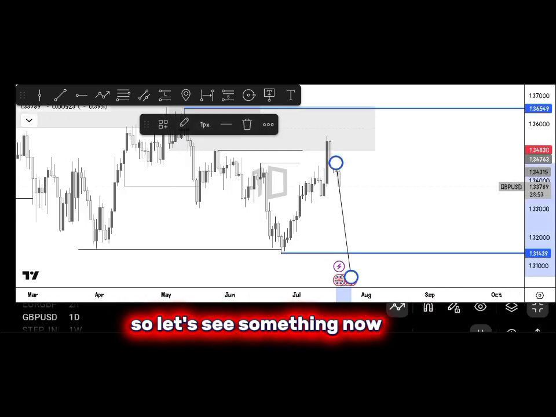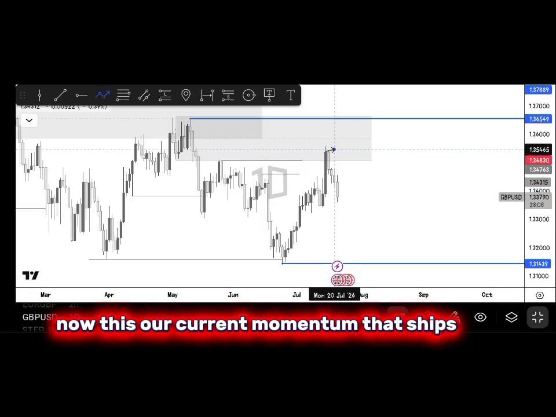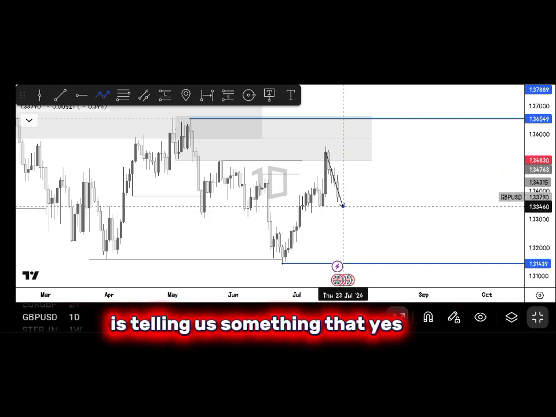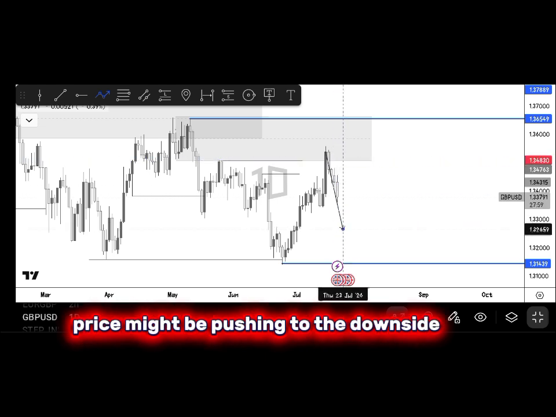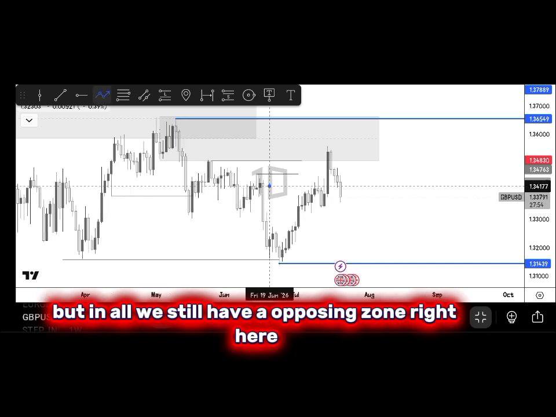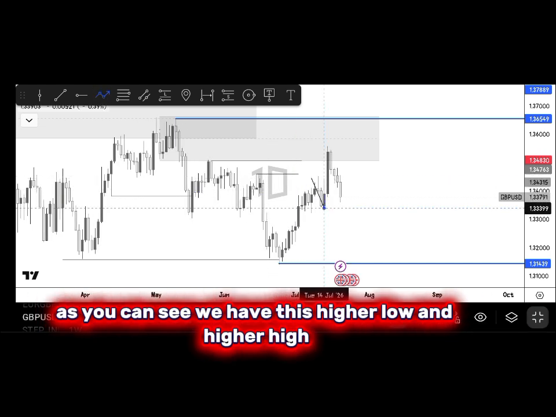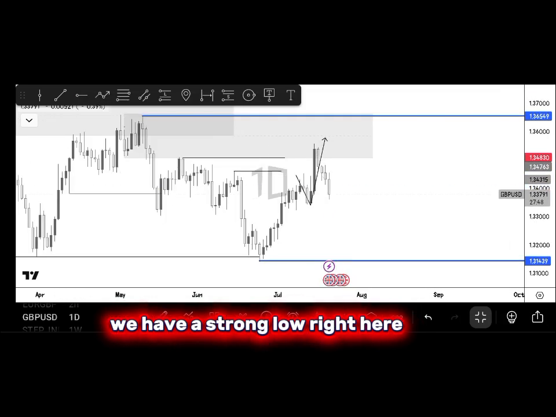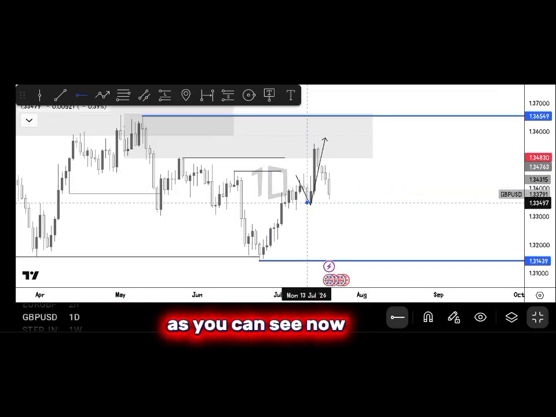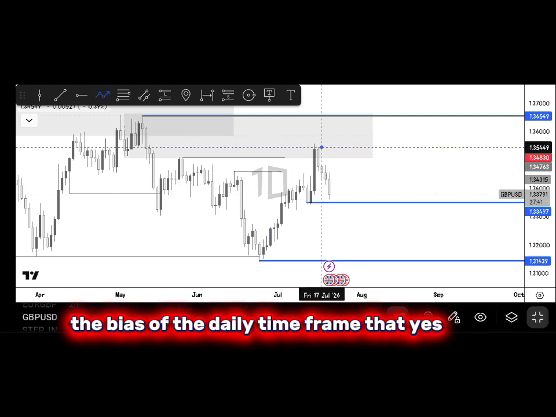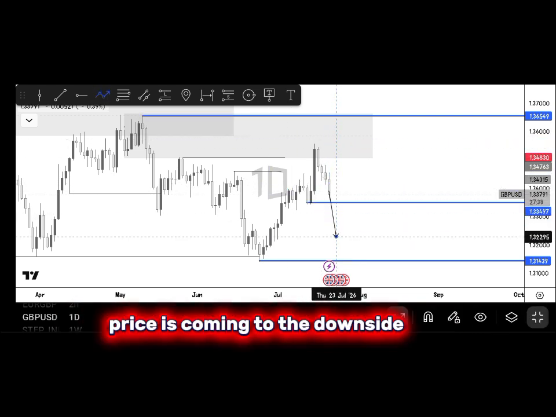So let's see something now. This current momentum shift that is pushing to the downside on the daily time frame is telling us that yes, price might be pushing to the downside, but we still have an opposing zone right here. As you can see, we have this higher low and higher high. Definitely this low is a strong low. We have a strong low right here. Now this low is going to confirm the bias of the daily time frame that yes, price is coming to the downside.